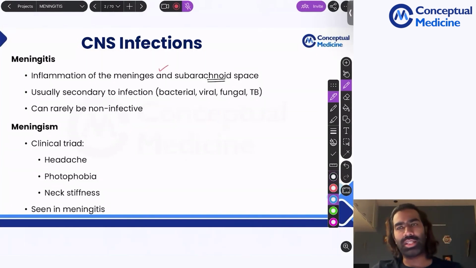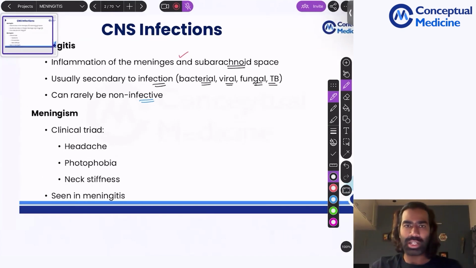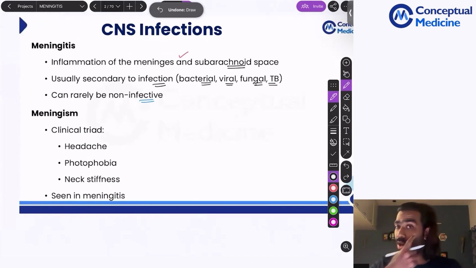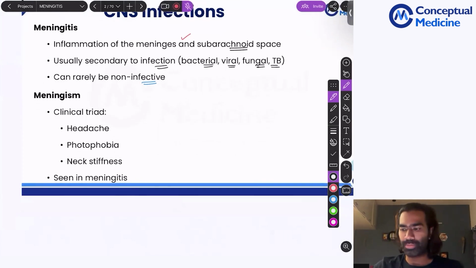And most of the time, meningitis can be due to non-infectious causes also. It can be non-infective. So we have a lot of types of connective tissue disorders causing meningitis also. So that is going to come under non-infective causes. But most of the time, it's going to be secondary to some infection, like either a bacteria, virus, fungus, or TB. But remember, it can be non-infective at times. This is quite important when it comes to rheumatological disorders. A lot of them can cause aseptic meningitis.